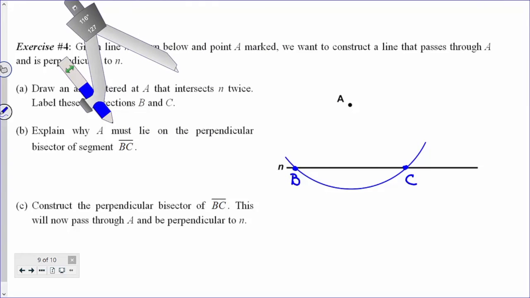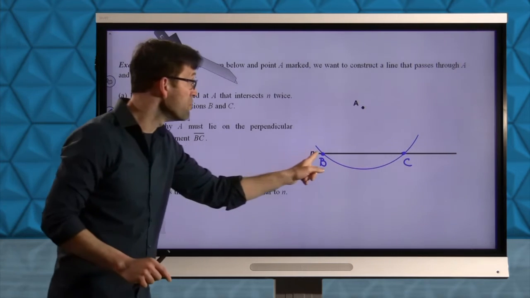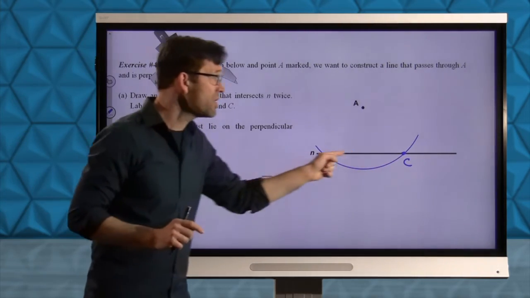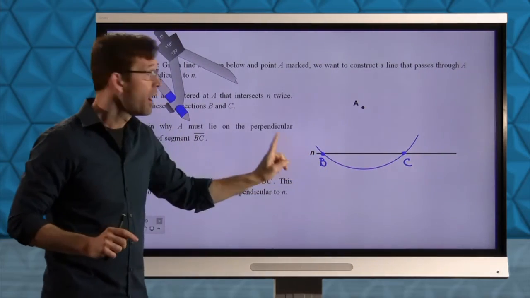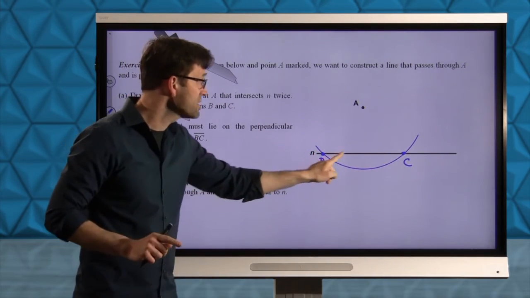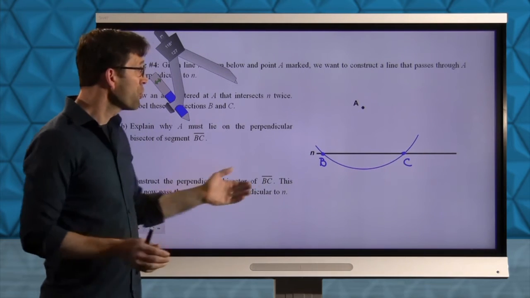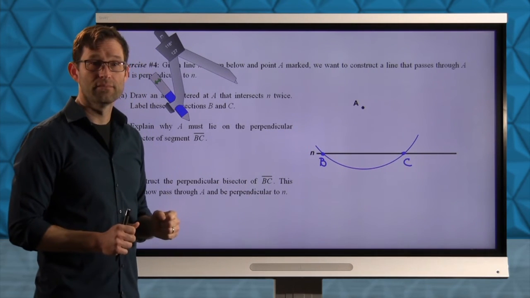Now, letter B says, explain why A must lie on the perpendicular bisector of segment BC. Now again, keep in mind, when I say segment BC, I'm not talking about this entire segment. I'm talking about only the portion that starts at B and ends at C. Why must A lie on the perpendicular bisector of that?